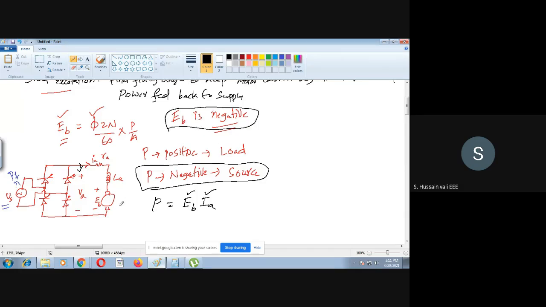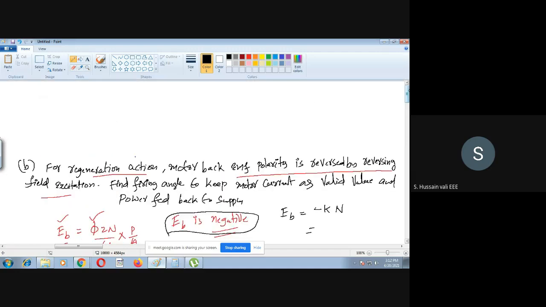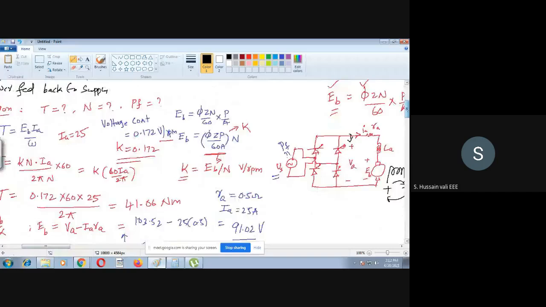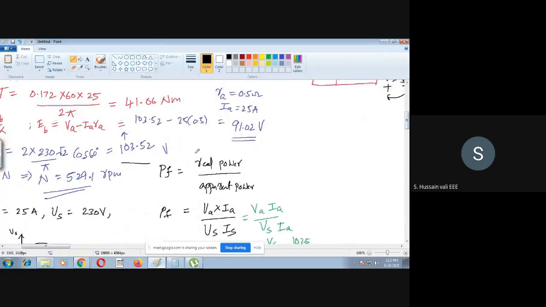He is interchanging the field winding. This is the field winding, so the plus-minus polarity is there. When he interchanges the plus and minus polarity, obviously the flux becomes negative, so EB is negative. EB is now minus K into N. We already found the EB value in the first problem: 91.02.